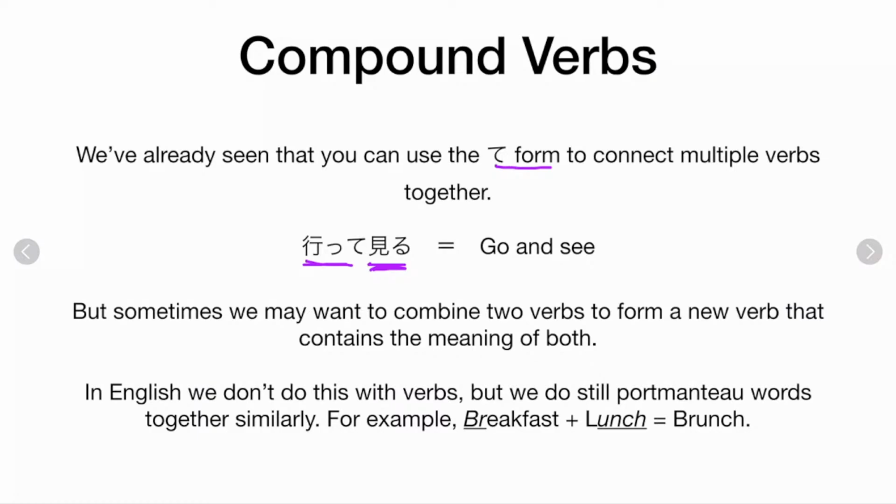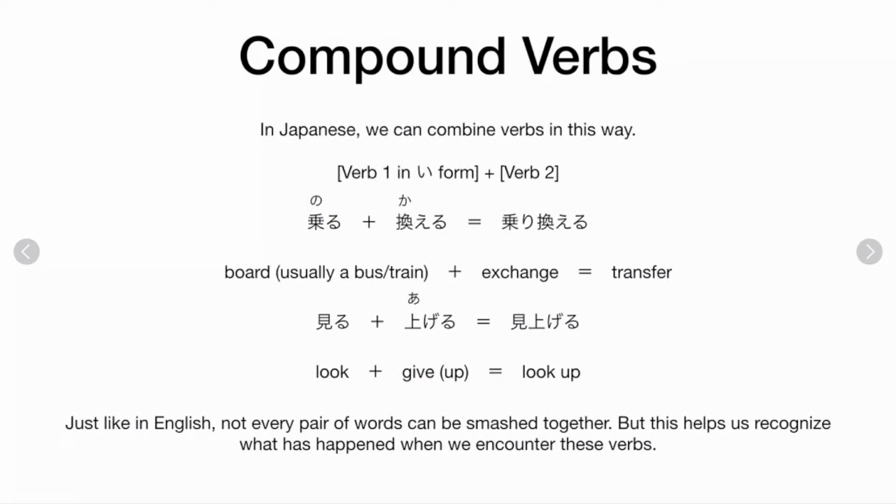We do this in English as well, right? If you say, for example, breakfast and lunch becomes brunch. We portmanteau words together to form new words. In English, we do this with nouns most frequently. In Japanese, you do this a lot with verbs. So the way you do that is you take a verb, you put it in E form, and then you add your second verb. So noru is to climb, but in this case, we're going to say board a bus or a train. And kaeru is to exchange.